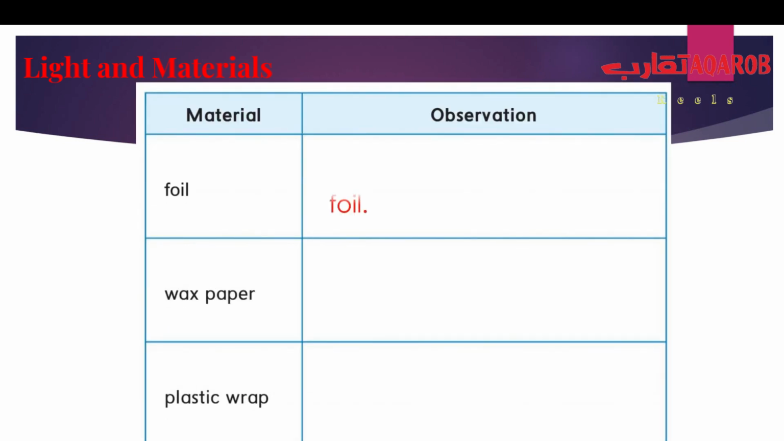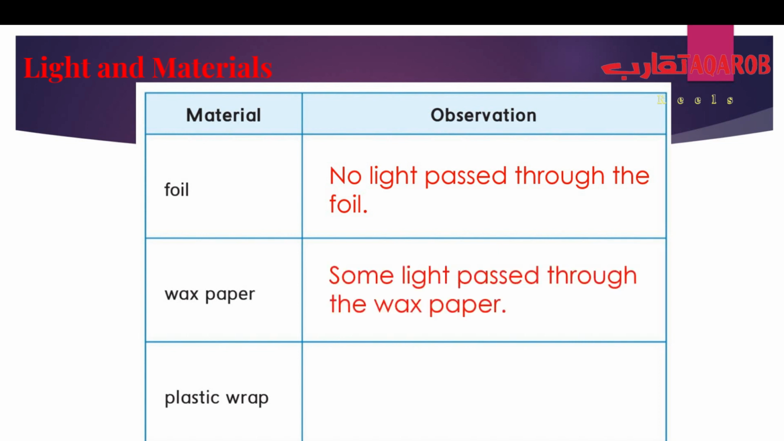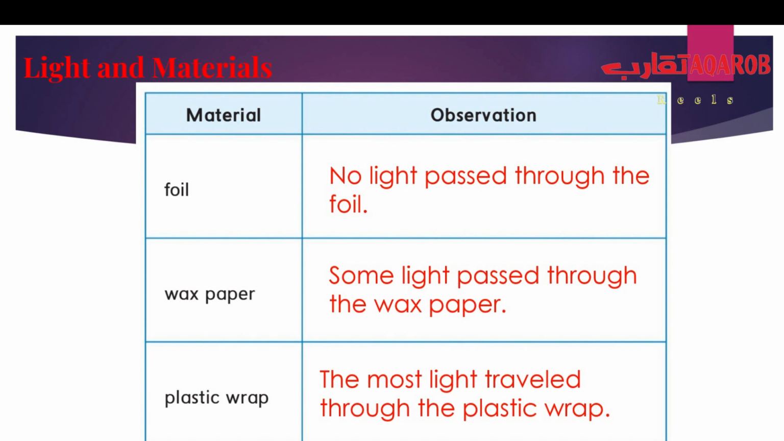So grade 1, let's write down our observations. So the materials, let's start with the first material, foil. So we notice that no light passed through the foil. Wax paper. Yes, some light passed through the wax paper. Plastic wrap. The most light traveled through the plastic wrap.